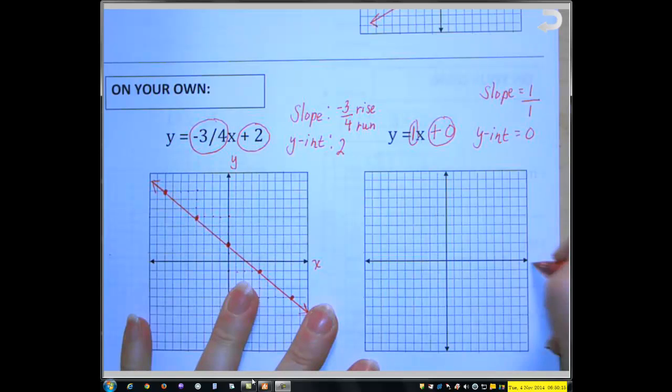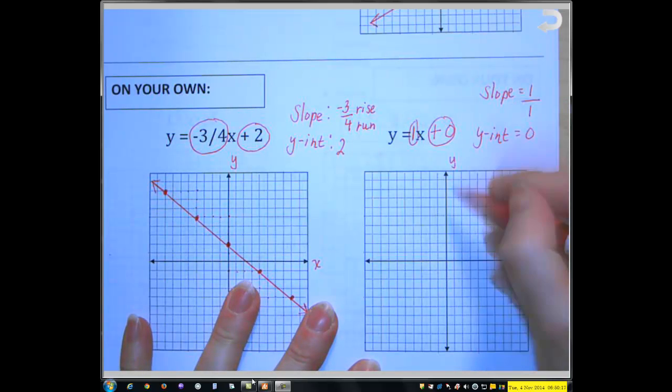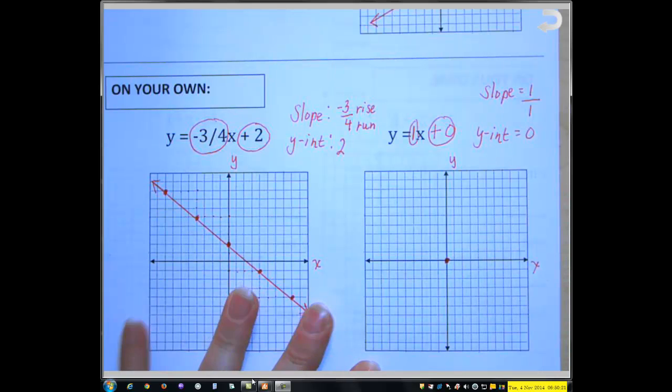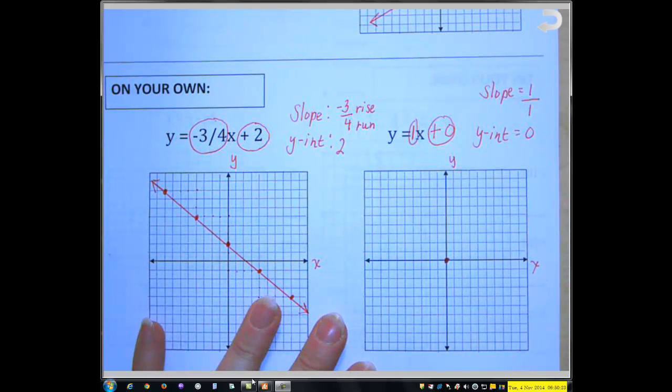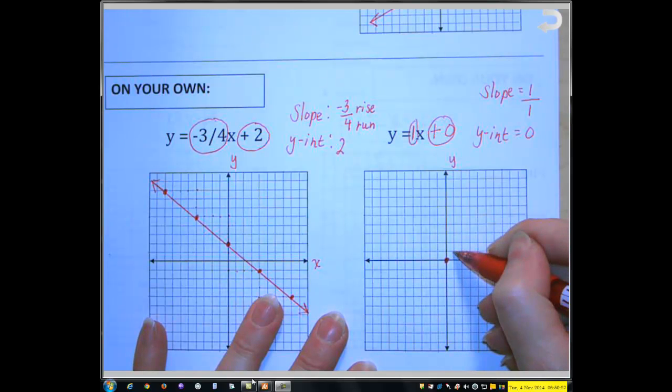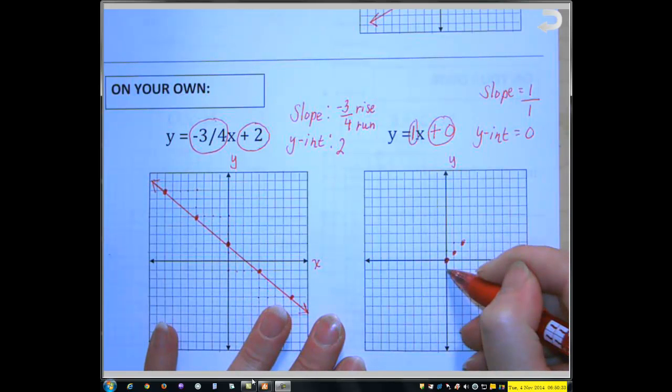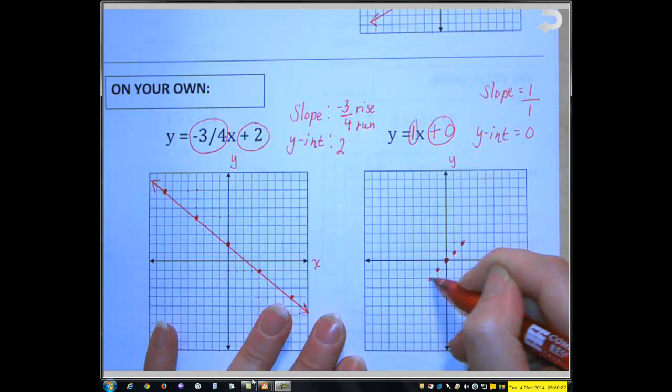So your y-intercept should have been graphed at 0 on the y-axis, right here in the center of the graph. Our slope is 1 over 1, so that means we'll go up 1 and to the right 1. Up 1 and to the right 1. We could also go down 1 and left 1. Down 1 and left 1.